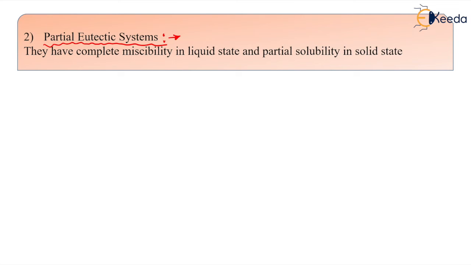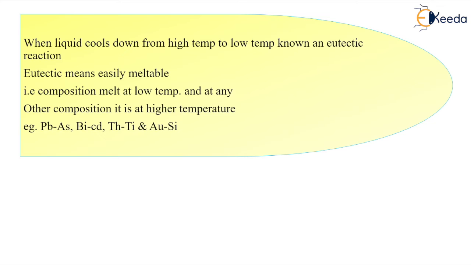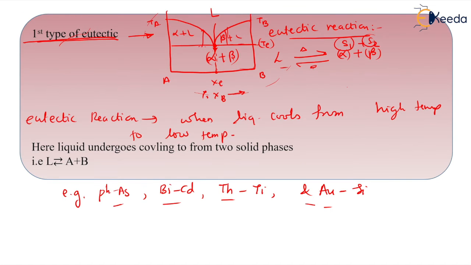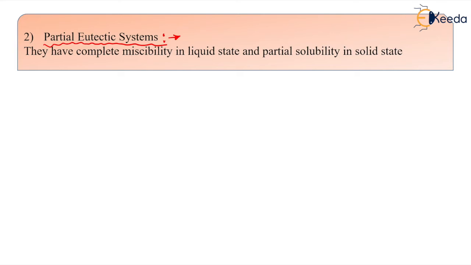Dear students, the second type of eutectic is the derivation from the Hume-Rothery rule. First we have seen the first type eutectic. The thing is that, dear students, here you cannot see the presence of the solid solution of A and the solid solution of B. But yes, when we are saying the partial eutectic system, we will find the presence of these solid solutions. So what is meant by the partial eutectic system?